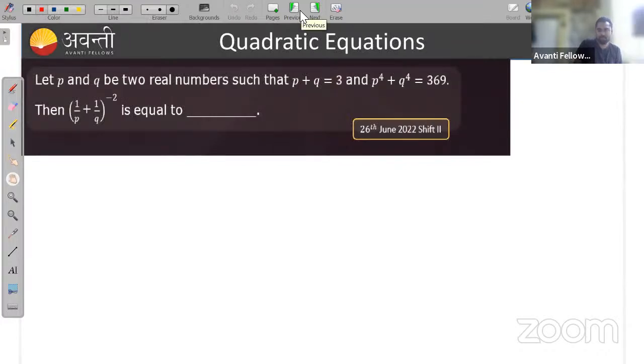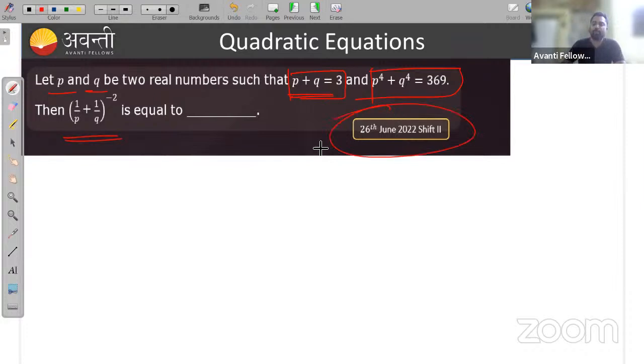This is a 2022 JEE Mains question. Can you solve it? Let P and Q be the two real roots of this equation, where the sum of roots is given as 3, and it is given that P to the power 4 plus Q to the power 4 is equal to 369. Then you need to find 1 plus 1 by P plus 1 by Q to the power minus 2.